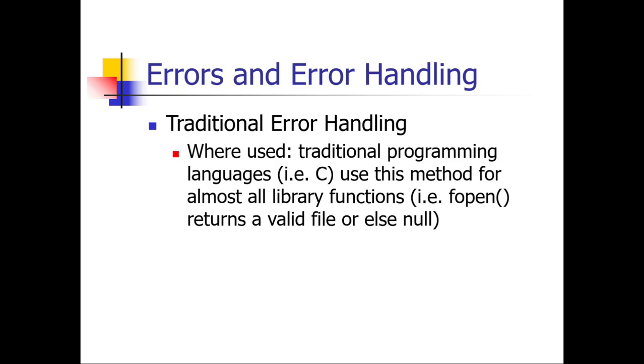Traditional error handling is used in programming languages like C, and it is used for almost all library functions. For example, fopen, which returns a valid file, or else null.